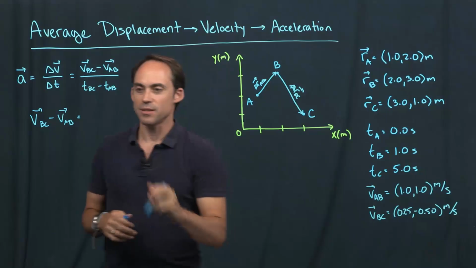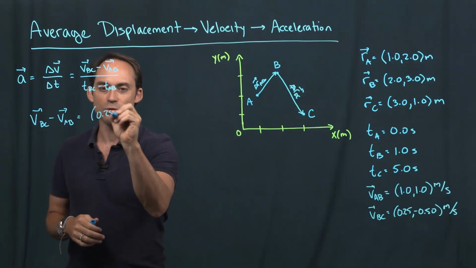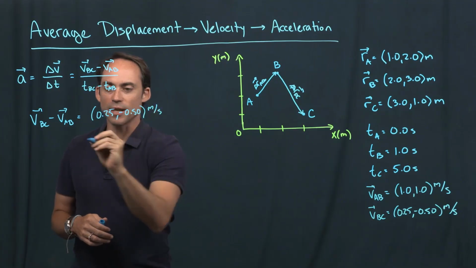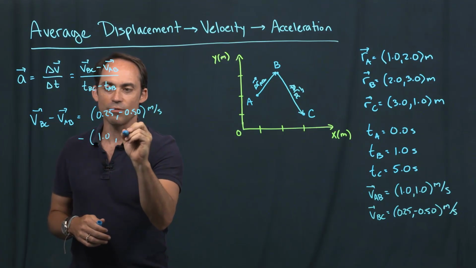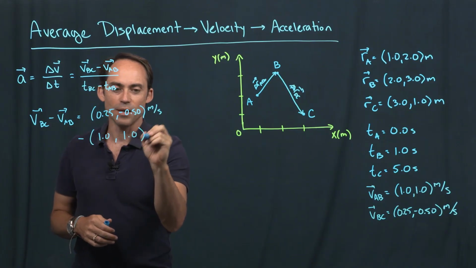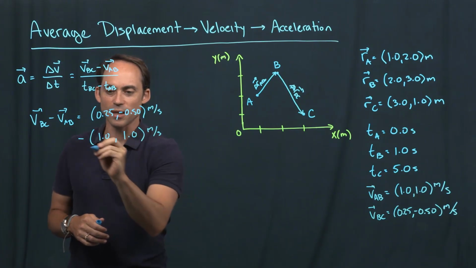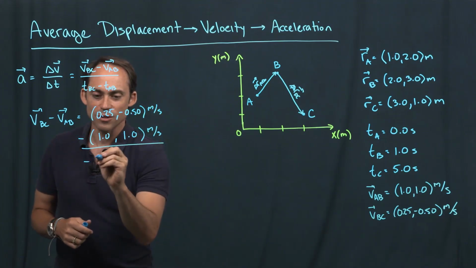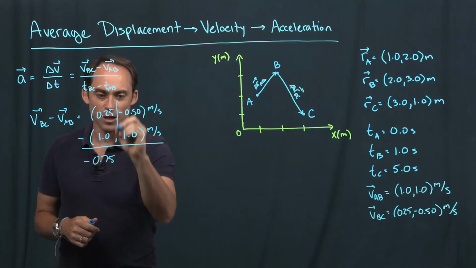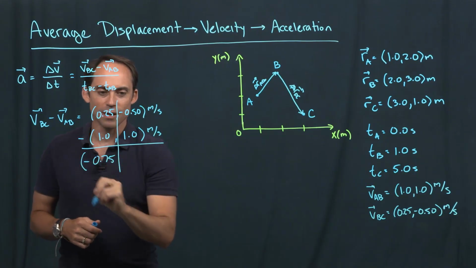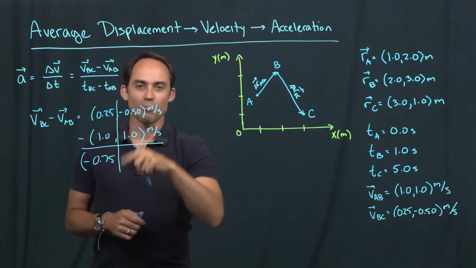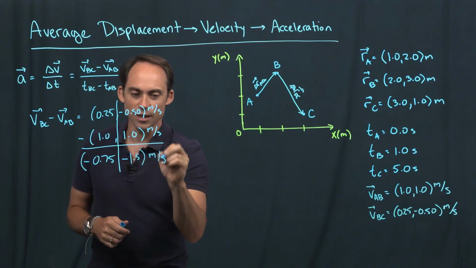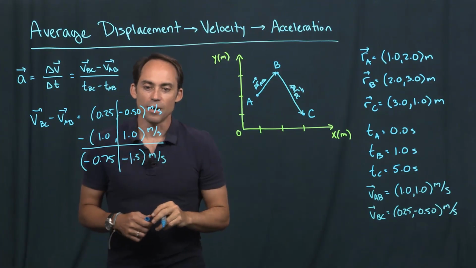So VBC is the number there at the bottom, 0.25, minus 0.50 meters per second. And I'm going to subtract off the velocity between A and B, which is 1 and 1 meters per second. This is pretty straightforward math. This is just minus 0.75, again splitting this along the coordinates, and minus a half minus another one is minus 1.5 meters per second.